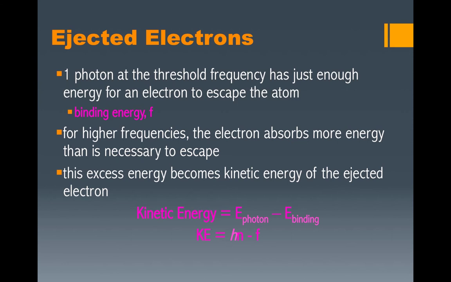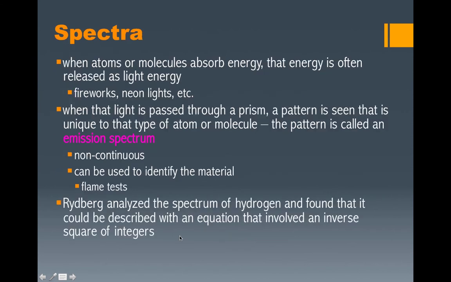Sometimes when you have higher frequencies of light, the electron absorbs more energy than is necessary to escape. It's like it gets such a big pulse of energy that it has more than it needs. This excess energy then helps speed up the movement of the electron after it has been ejected. So we say the excess energy becomes kinetic energy. And to figure out how much kinetic energy, we figure out the energy of a photon minus the binding energy. And anything left over actually is the kinetic energy that speeds up the movement of the electrons.